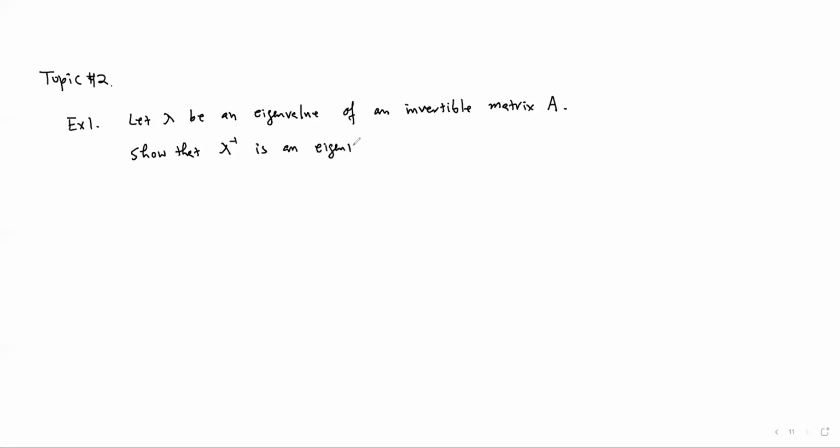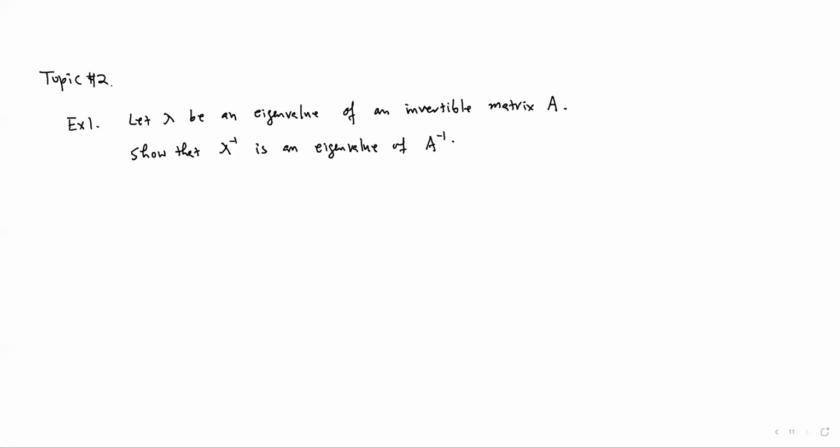Example 1. Let lambda, a scalar, be an eigenvalue of an invertible matrix A. Invertible means the matrix has an inverse. Then lambda inverse, lambda to the power of -1, which means 1 over lambda since lambda is a number, is an eigenvalue of A inverse.